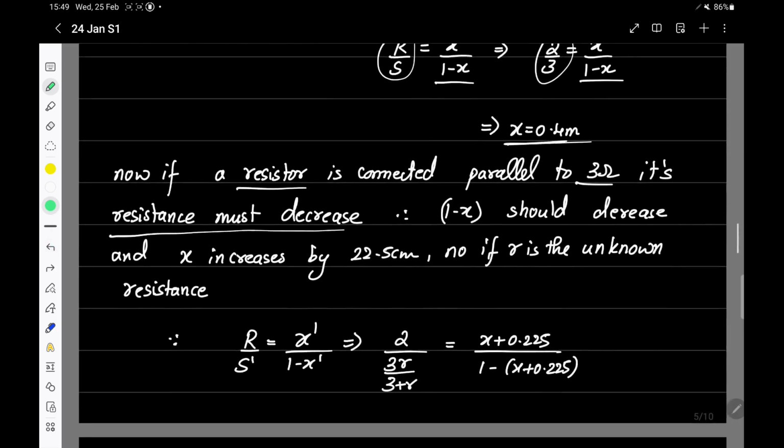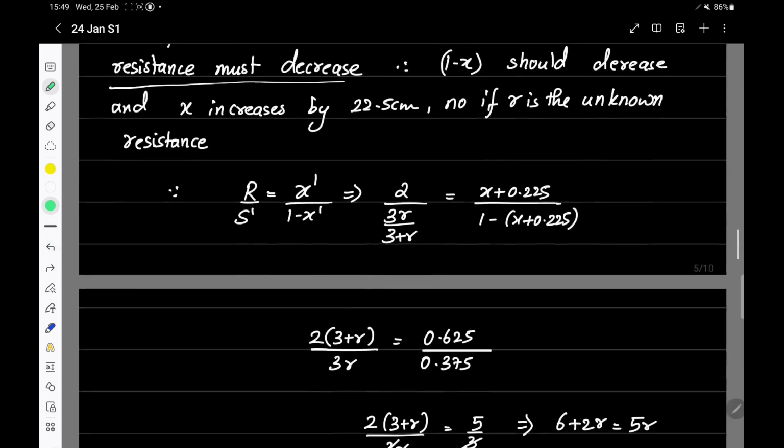So I'm going to write now R by the new resistance in the right gap S dash is equal to X dash by 1 minus X dash. So they have already told that X dash is initial X plus 22.5 centimeter or 0.225 meter. Same thing in the denominator. Instead of 1 minus X, it's 1 minus of X plus 0.225 meter. And the value of X we have already determined to be 0.4 from case 1.